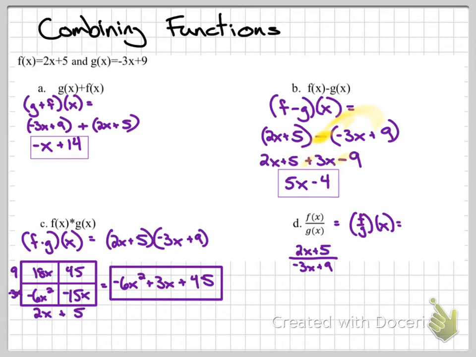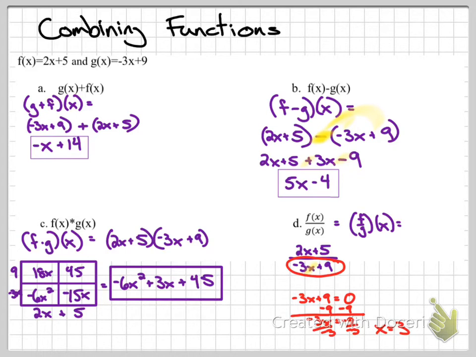So we would stop here, but you should notice there's an x in the denominator. And a lot of this chapter we've been talking about what happens when you divide by 0, right? You cannot divide by 0. So what would turn the bottom into 0? What would make negative 3x plus 9 equal 0? Maybe you can do this in your head. So if x equaled 3, the bottom would equal 0, and that's not allowed.